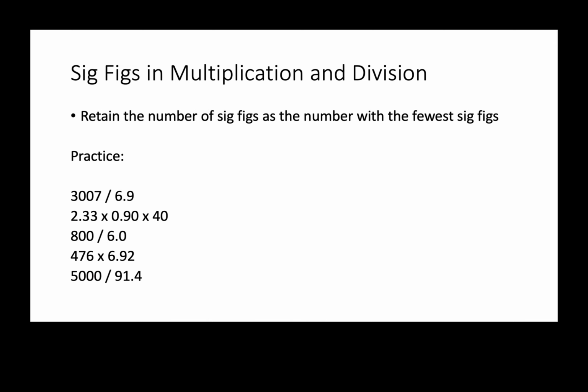So the next thing we want to do is talk about multiplication and division. So what are the rules for multiplying and dividing with sig figs? For multiplication and division, the answer should have the same number of significant figures as the value in the calculation with the fewest number of sig figs. So what does that actually mean?